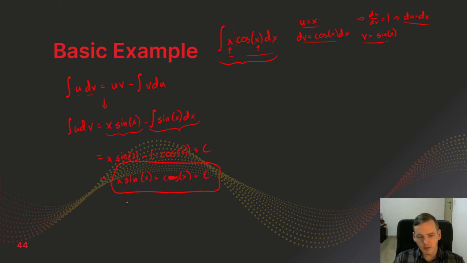If you want to test it, we can just quickly visually take the derivative and see if it gives us the function here. So that would be, we need to use the product rule, so we get x cosine of x plus sine of x minus sine of x plus 0. The signs cancel, and we do in fact get x cosine of x, which was our original expression.